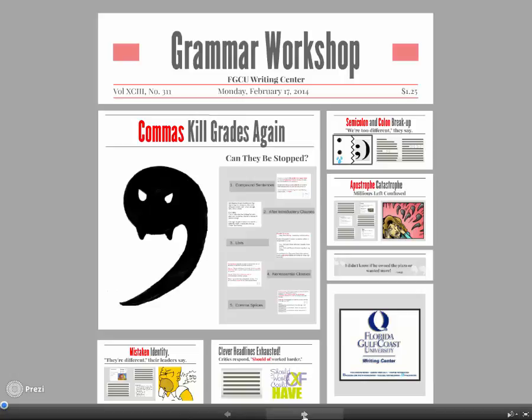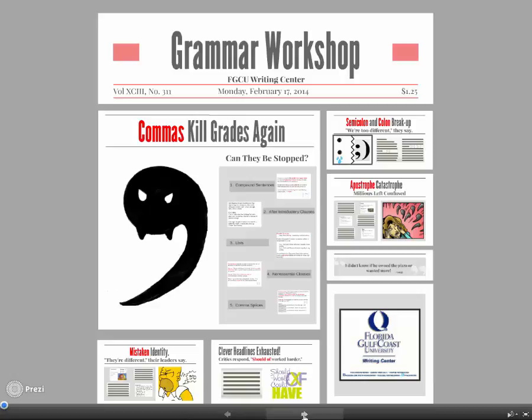And as you can see from this delightful newspaper, we are going to be looking at comma errors. We're going to be looking at semicolons and colons. We're going to be looking at the confusing apostrophe. And finally, we'll be looking at some common mistakes.